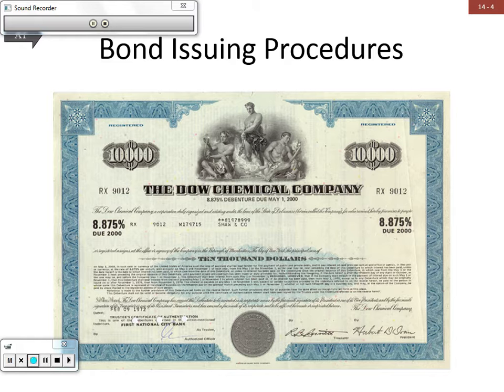So, this is not a bond indenture, this is a bond certificate. The bond certificate shows the face value of the bond, the interest rate, and all of this little small print here. Everybody sees that? The small print at the bottom, that's the indenture part. That's the contract. You pay interest semi-annually for this bond, all right?